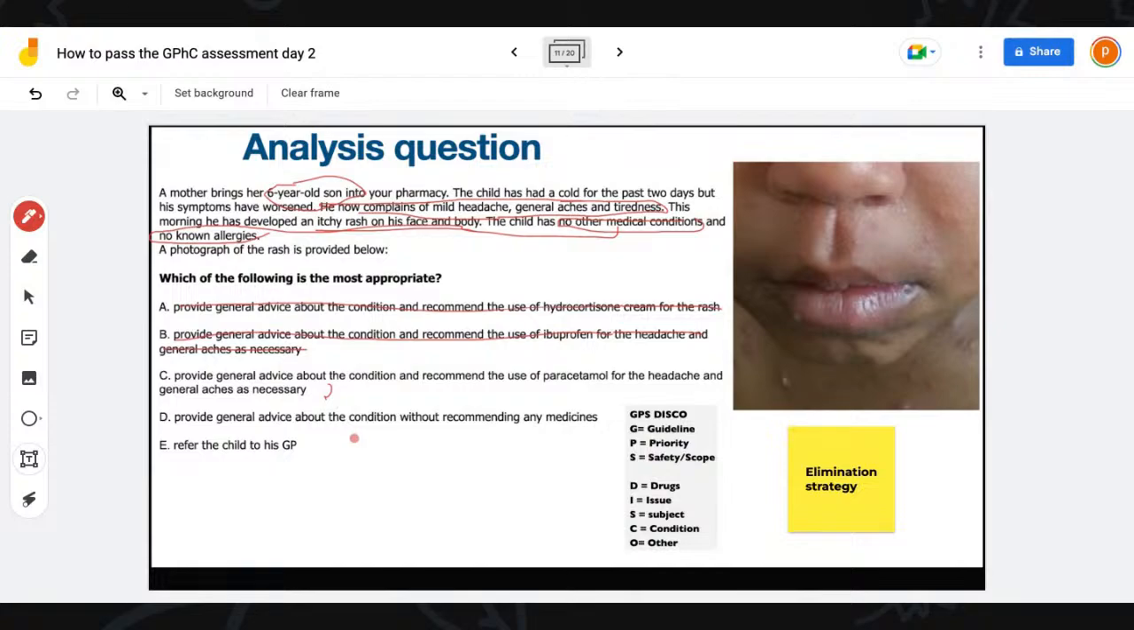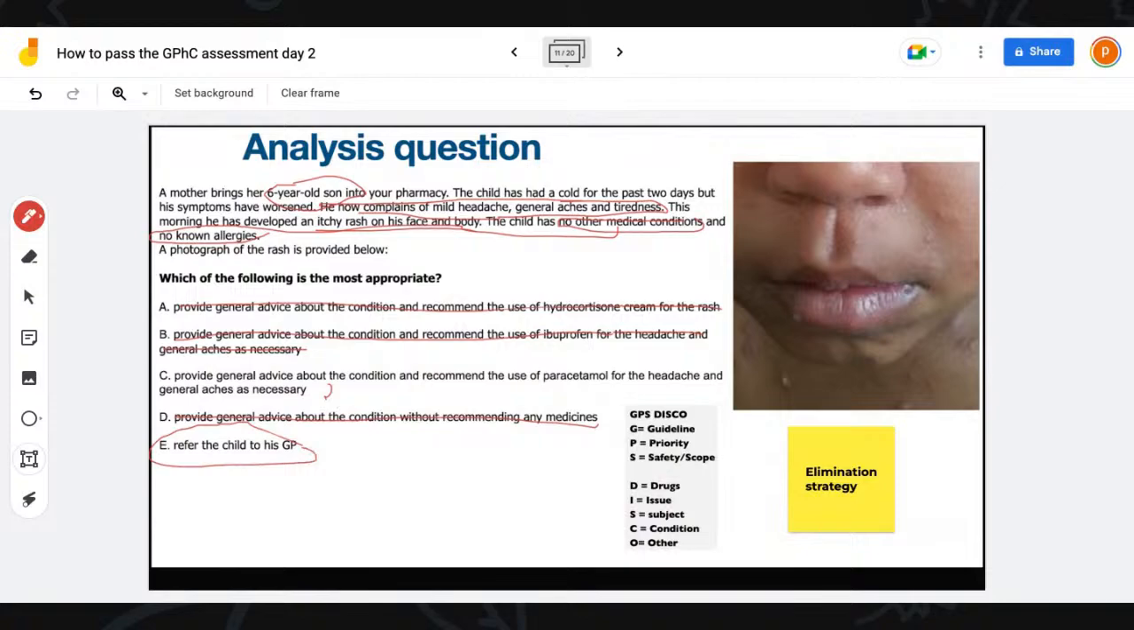So what we're going to look at is this. D, we're going to cross D out. We're not going to do D simply because we're not giving them any medicine. And if you're not giving them any medication, you're not doing what is within your scope of practice because you can give this child something for the pain. Okay? And I cannot see any sort of red flags on there. So the next thing is E, which is sort of plausible. So in practice, if you refer this child to the GP, you won't be wrong. Right? You wouldn't be wrong.